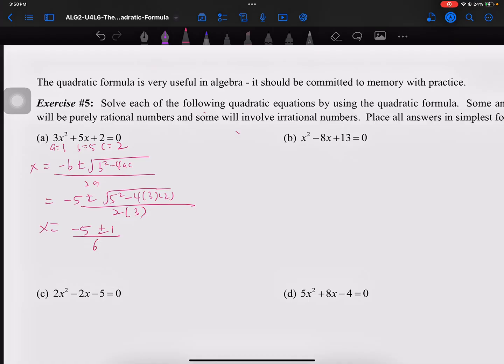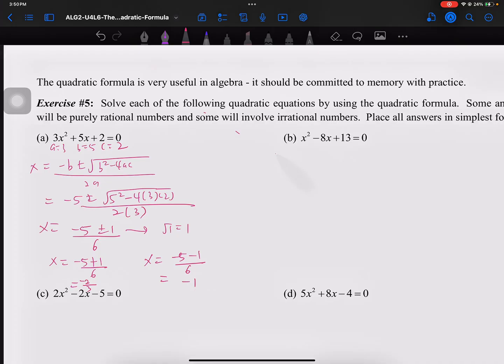Now, because the square root of 1 is 1, we will just keep it as 1. And then you have two values: x is negative 5 plus 1 over 6, which is negative 2 over 3. X is negative 5 minus 1 over 6, which is negative 1. So both are rational numbers.